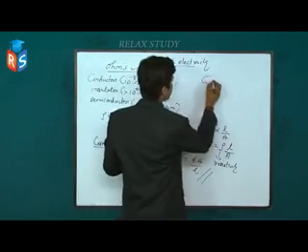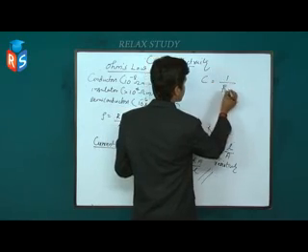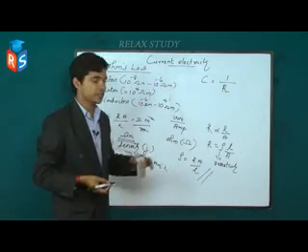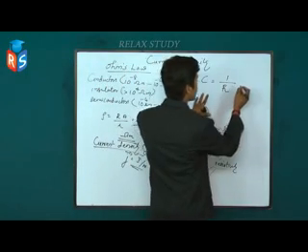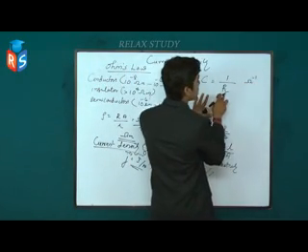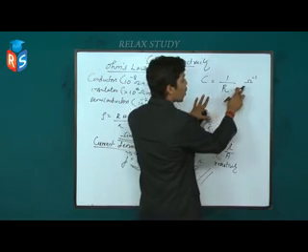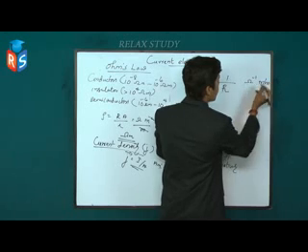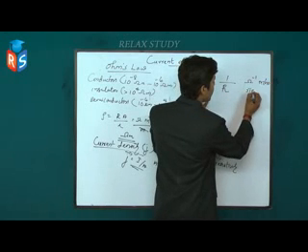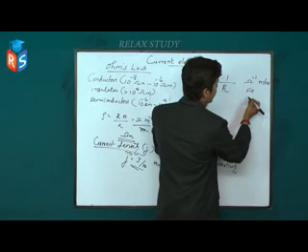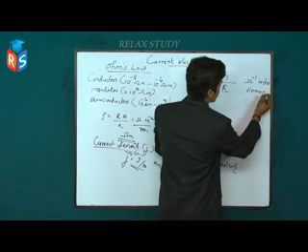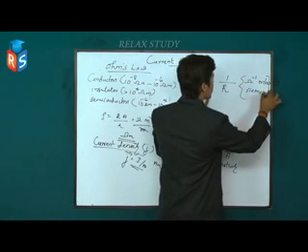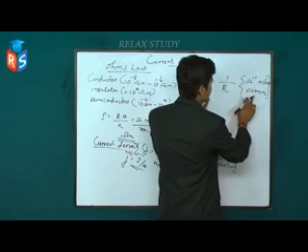Conductance is the reciprocal of resistance. Its SI unit is per ohm, because the unit of resistance is ohm. So the unit of conductance is per ohm, or mho, or Siemens. These are all the same units of conductance: per ohm, mho, Siemens.